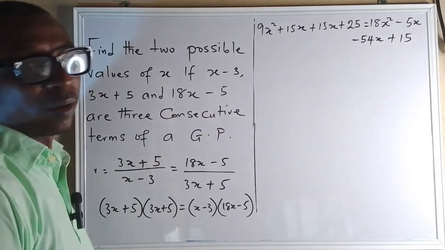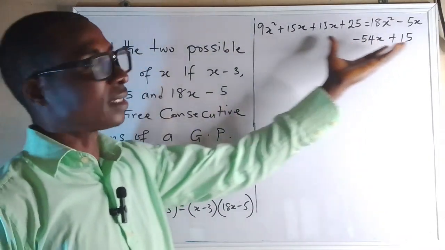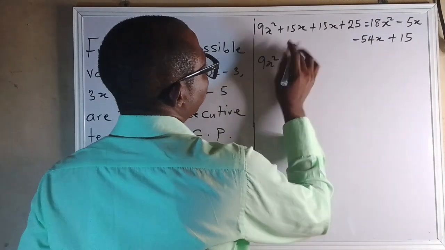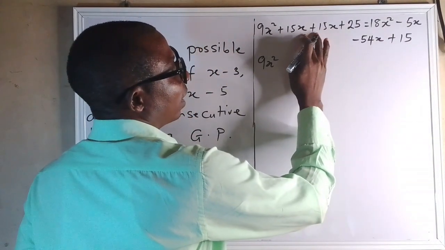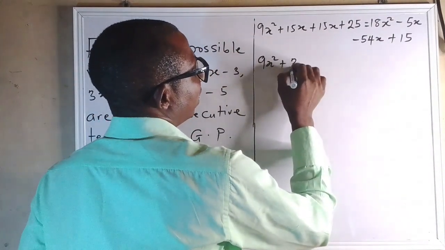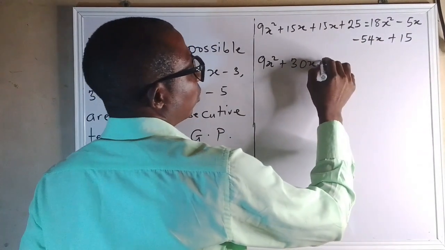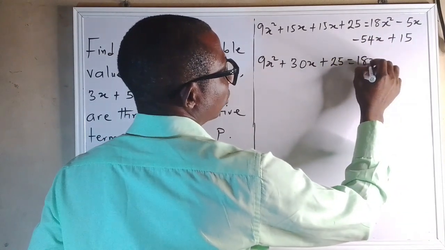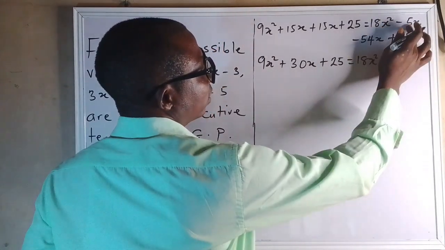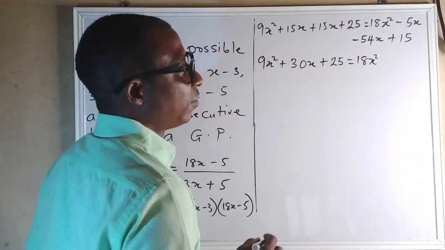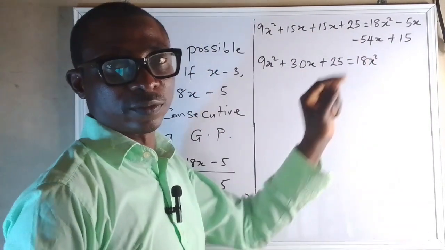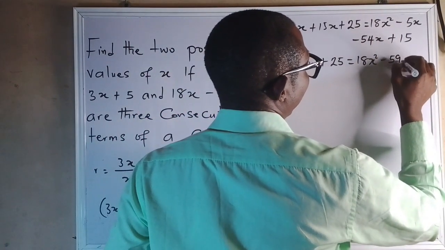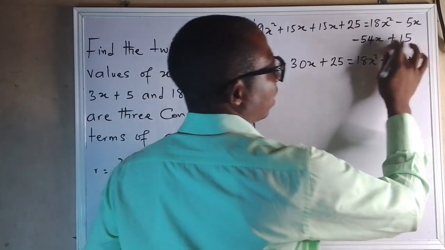All right, so here, let's tidy up the left-hand side and the right-hand side. So if we do that, we have 9x squared. So this and this, they're of the same term, you can add together. That gives you 30x, all right, plus 25. Now this will be equals to 18x squared. Now this and this are of the same term, minus 5x minus 54x. That gives you minus 59x plus the last one here, 15.